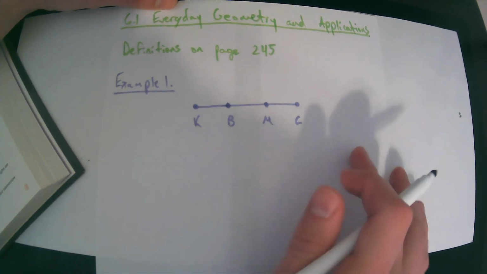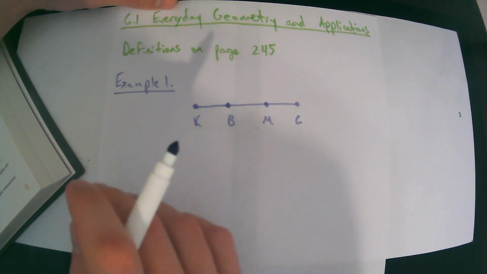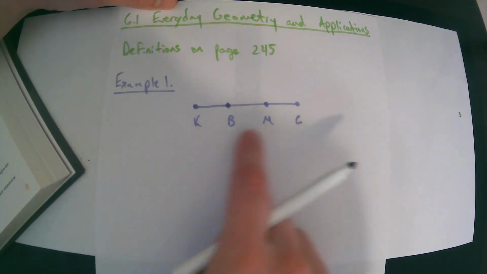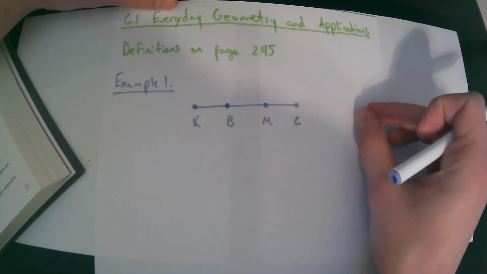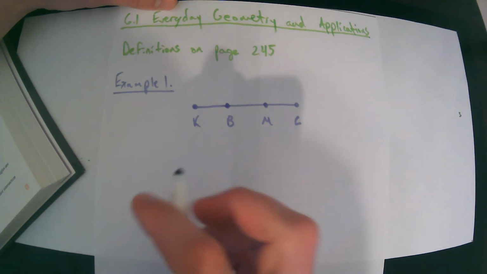Or no, sorry, it's not true for rays. Sorry, I was reading the text. It's true for line segments and lines, but not true for rays, because rays have an unbounded side. So you have to be careful. The order matters in a ray.